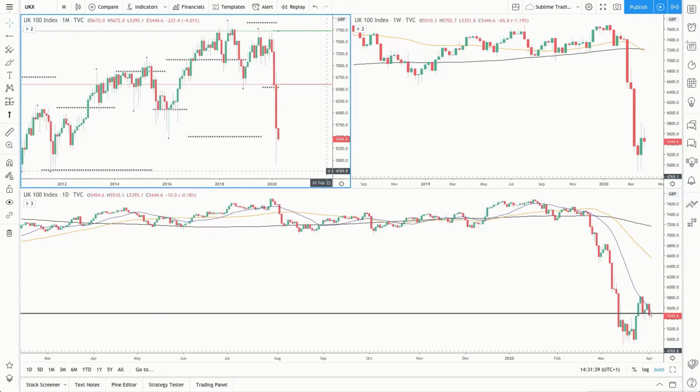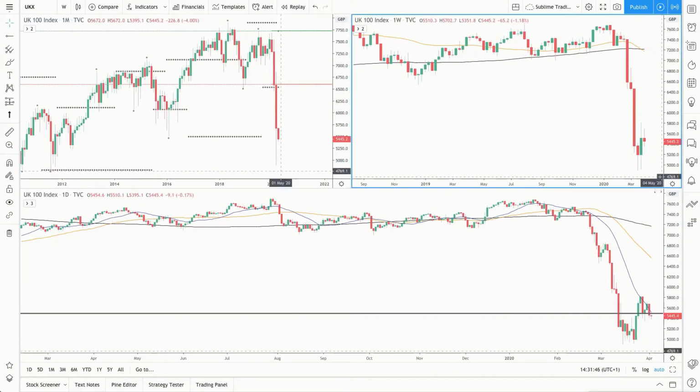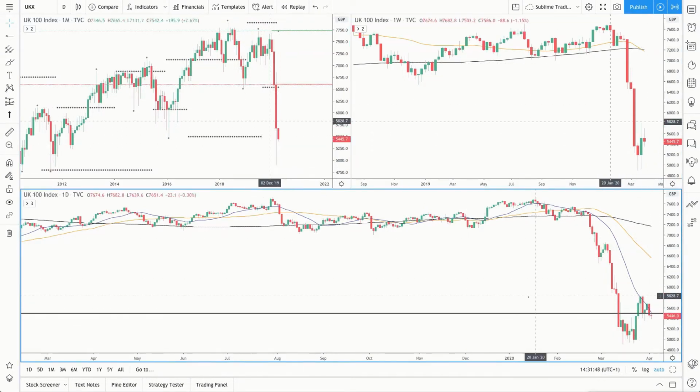Okay, so let's start with the FTSE 100. As always, guys, this is our three screen setup: monthly in the top left, weekly in the top right, and our daily chart here at the bottom.